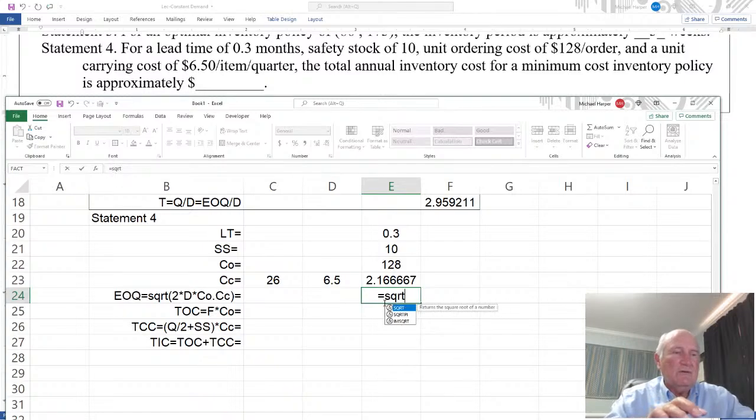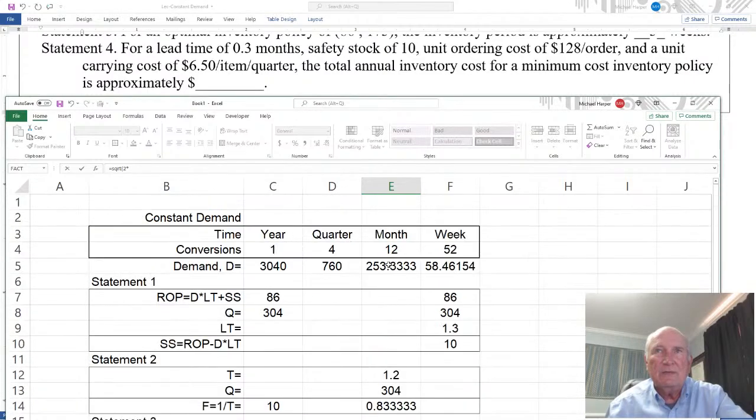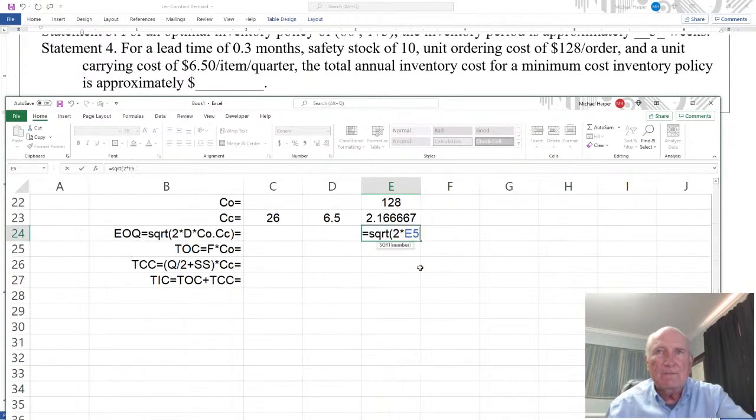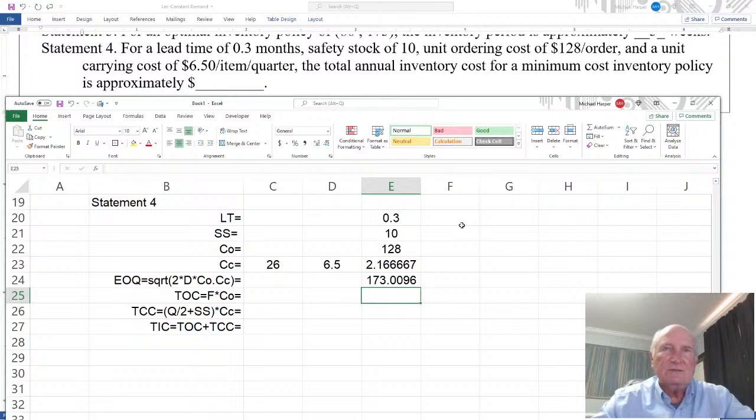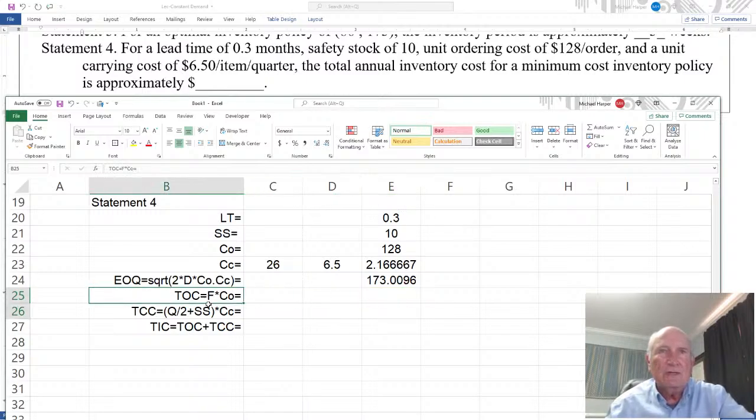Equals the square root of 2 times my demand. My demand up here is going to be 253 1/3 times my ordering cost, 128, divided by my carrying cost. That's going to equal my EOQ, and there it is. Okay. Now that we have EOQ, now we bring this down and we need our frequency.